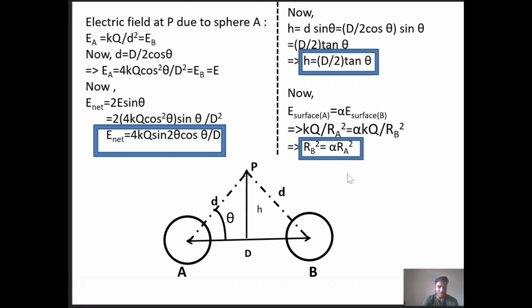So we have solved this question. We have found the net electric field at point P, we have found the height of the point P from the midpoint, and we have also found the relation between RA and RB as per the conditions given in the question.